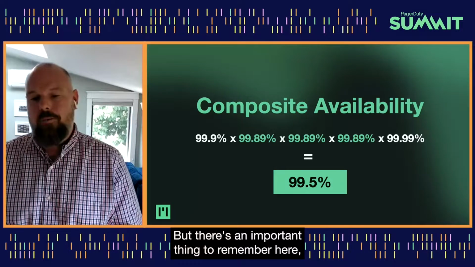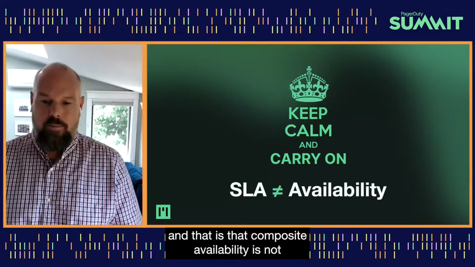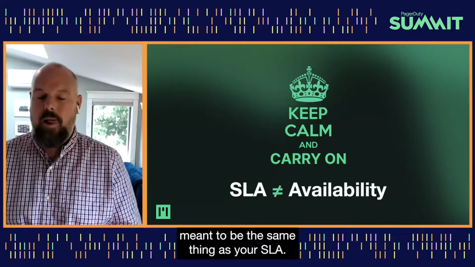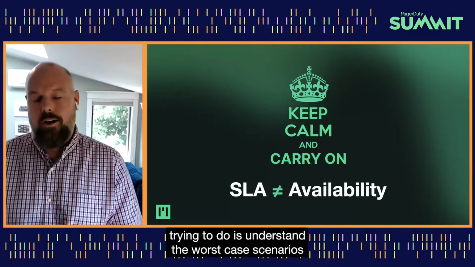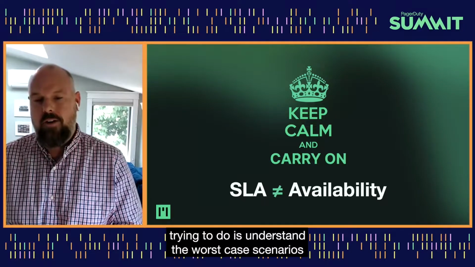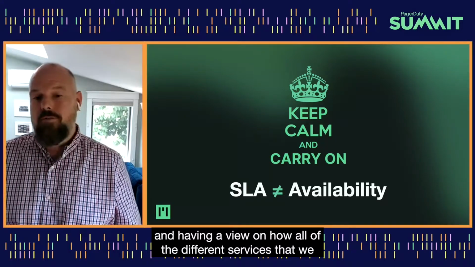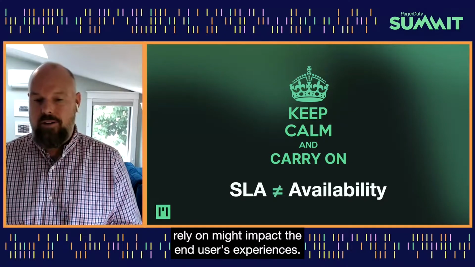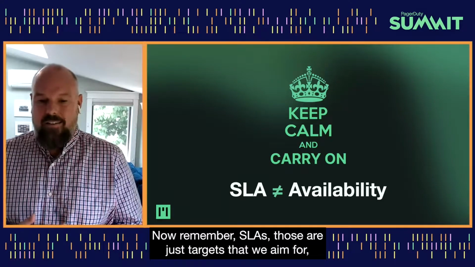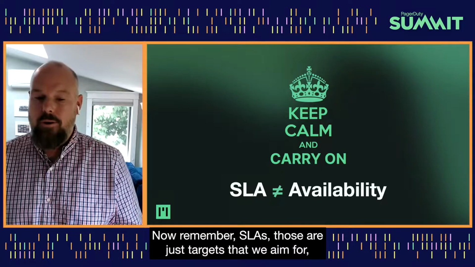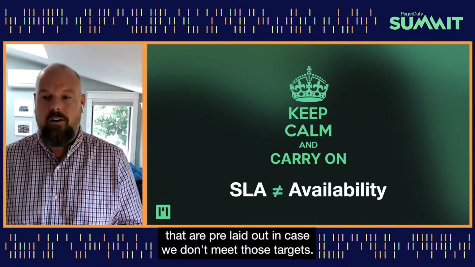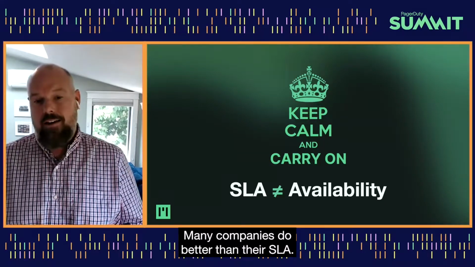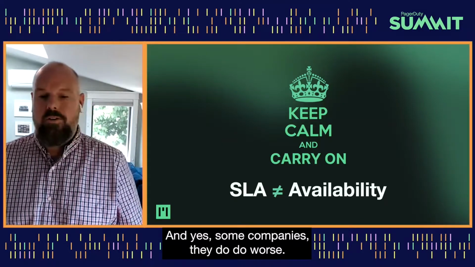But there's an important thing to remember here, and that is that composite availability is not meant to be the same thing as your SLA. With composite availability, what we're trying to do is understand the worst case scenarios and have a view on how all of the different services that we rely on might impact the end user's experiences. Now remember, SLAs are just targets that we aim for, and they typically have consequences that are pre-laid out in case we don't meet those targets. Many companies do better than their SLA. And yes, some companies do worse.